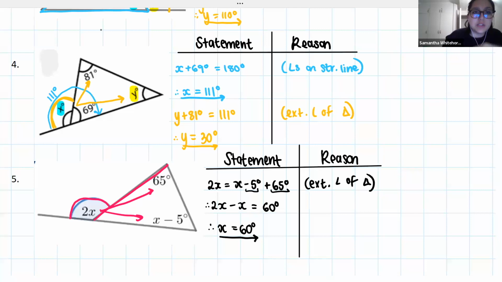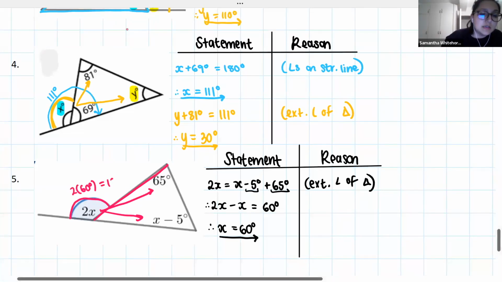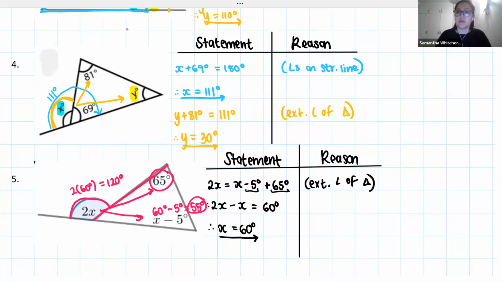Now guys, again, double check yourselves. 2 times 60 gives us 120 degrees. 60 minus 5 degrees gives us 55 degrees. 55 plus 65 gives us that 120 degrees. So we know we've done it correctly because we've gone and double checked ourselves.